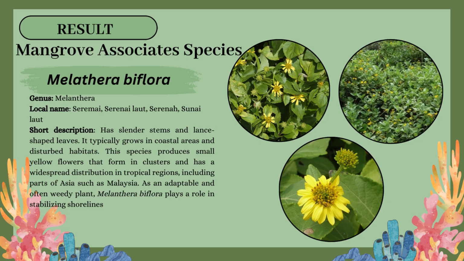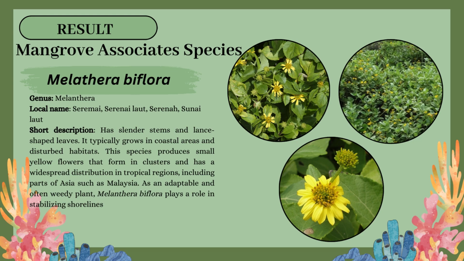For the mangrove associate species, our group species is Melothria biflora from the genus Melothria. Melothria biflora local names are Seramai, Serenai Laut, Serena, Sunai Laut. Melothria biflora has a slender stem and lens-shaped leaves. It typically grows in coastal areas and disturbed habitats.